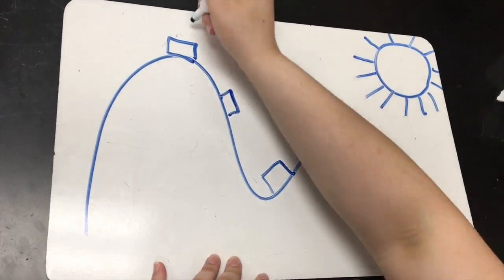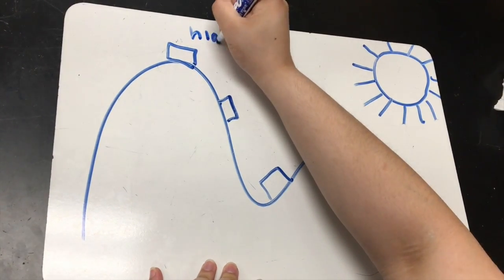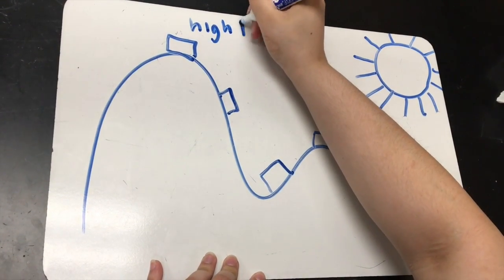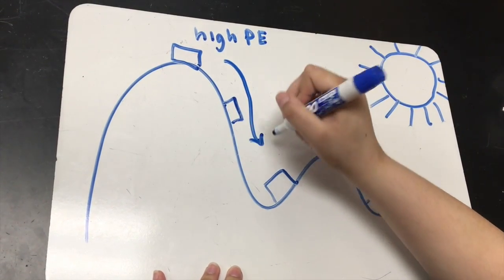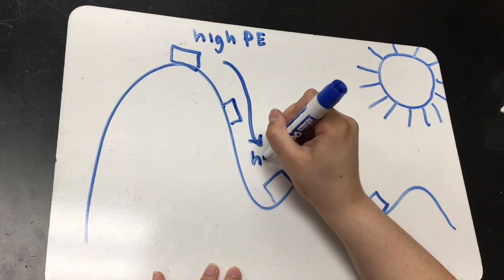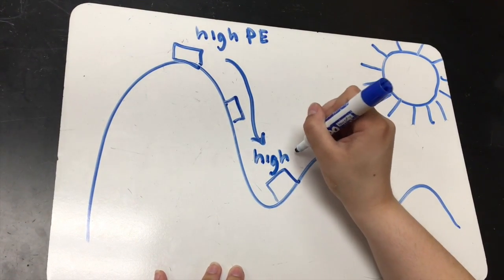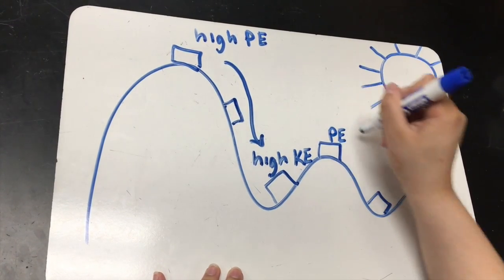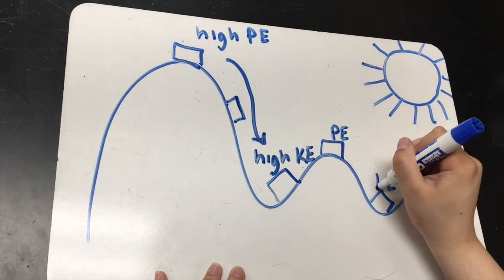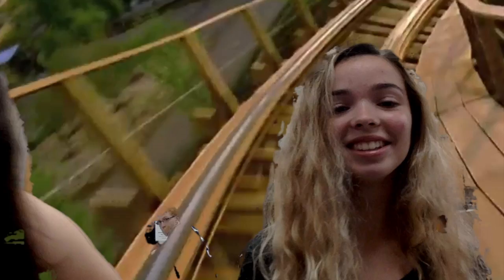Here's a diagram of what you just saw. As you can see, at the top, there is maximum potential energy because of its height. As the car moves down the hill, the potential energy decreases and the kinetic energy increases. But the total mechanical energy remains the same throughout. Some of the energy is also released in the form of heat and sound energy.